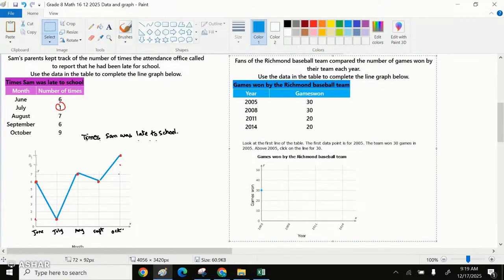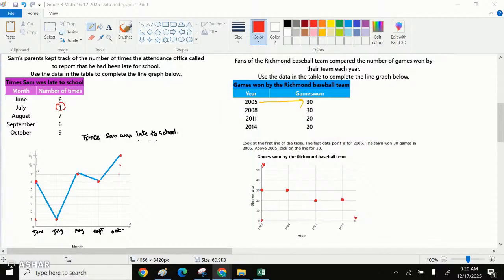compared the number of games won by the team, right? So each year, in 2005, they won 30 games. So we can say that in 2005, they won 30 games because games are on the y-axis and x is the number of years. In 2008, they won 30 games again. Okay, we make a dot at the points. In 2011, they won 20 games, and 2014 they won the same number of games, 20 games again, right?